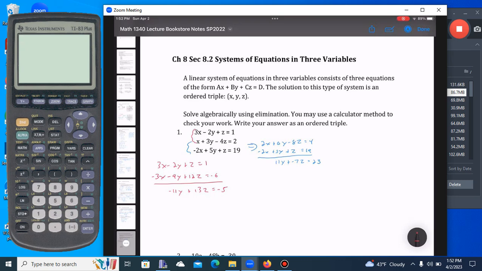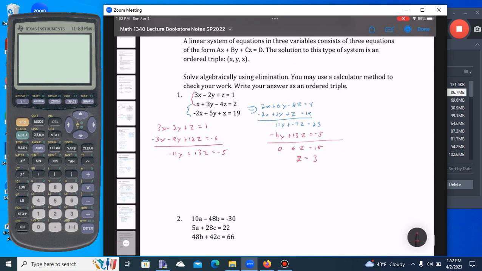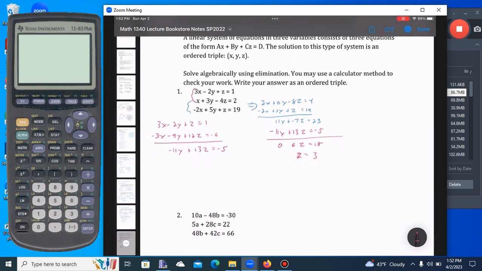We're going to now add these two. The y's cancel out. We get 0, that'll be 6z equals 18. Then divide by 6, you get z equals 3. Okay. That's your first solution, or part of your first solution.